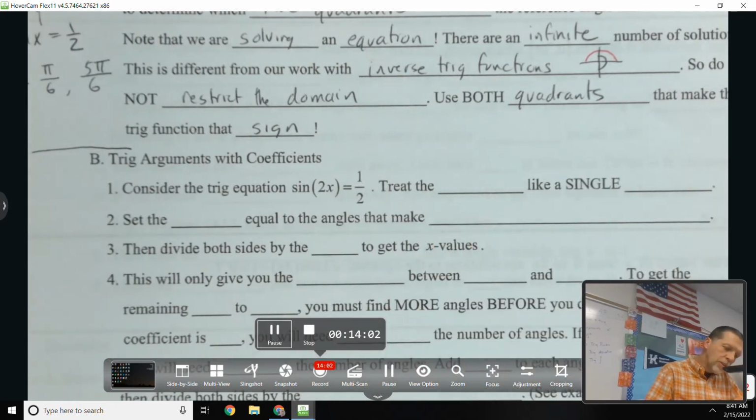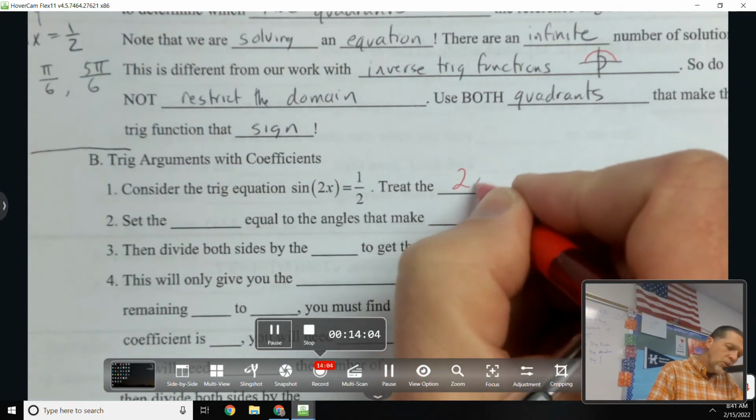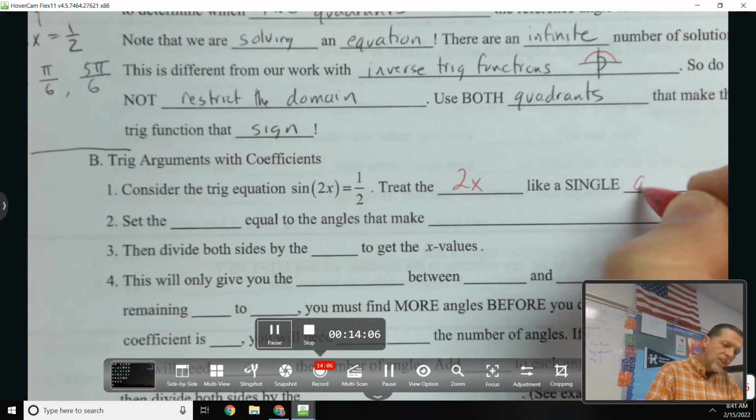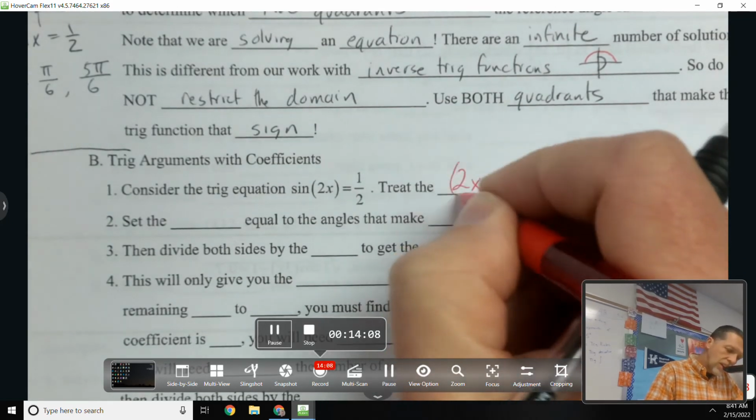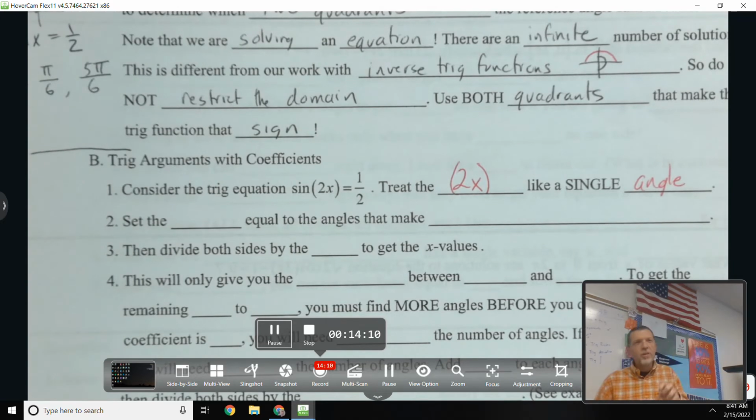Okay, so this is a little bit of a trick. Treat the 2x like a single angle. In fact, it might be helpful to put it in parentheses. Like that's one thing. Don't worry about the 2 yet. Let's worry about 2x. We'll handle the 2 at the very end. It's basically what we're going to do.